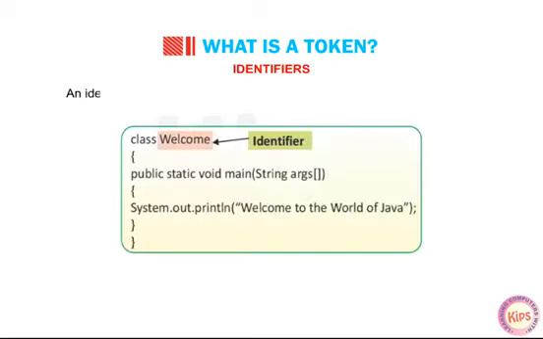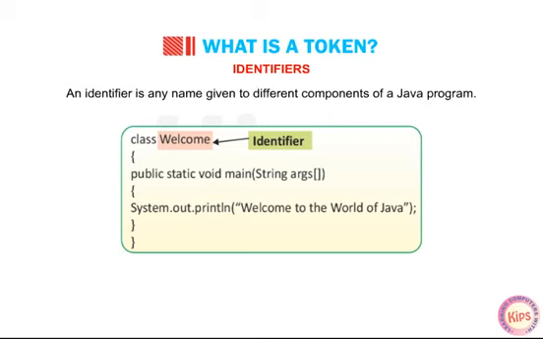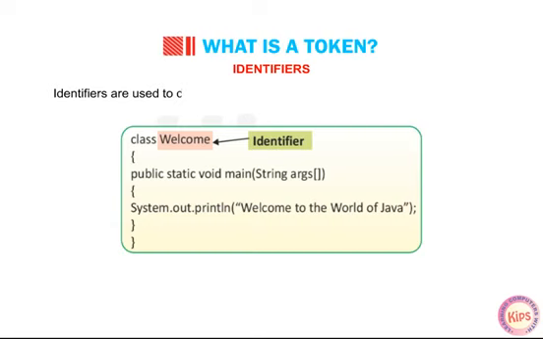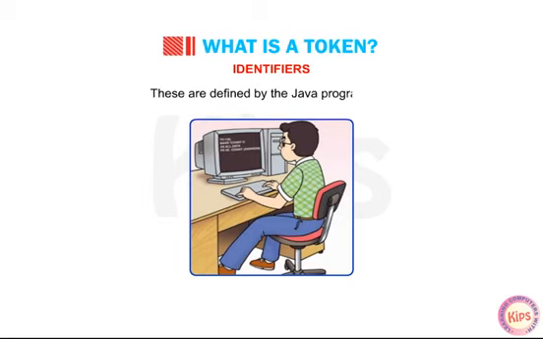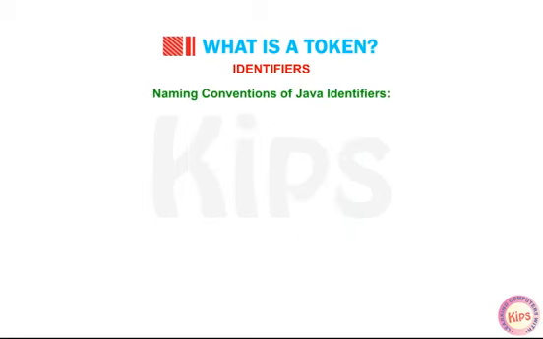Identifiers. An identifier is any name given to different components of a Java program. Identifiers are used to denote class names, method names, and variable names. These are defined by the Java programmer. Naming conventions of Java identifiers.